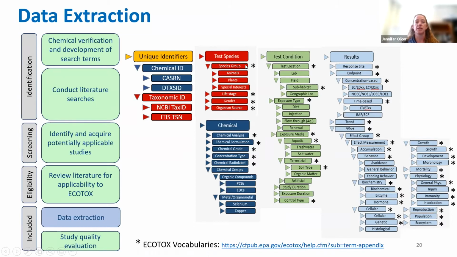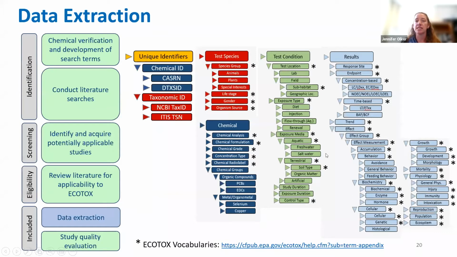specifically thinking about the species group it falls into, what was the life stage that was exposed and measured, what sexes were included in the study, where did that organism come from, what was the source, as well as information on the chemicals. Was there chemical analysis done? What was the formulation? What was the grade of the chemical? What concentrations were measured, etc.